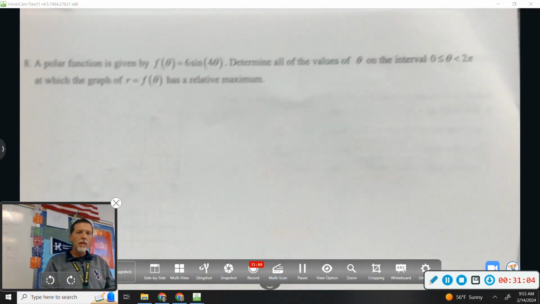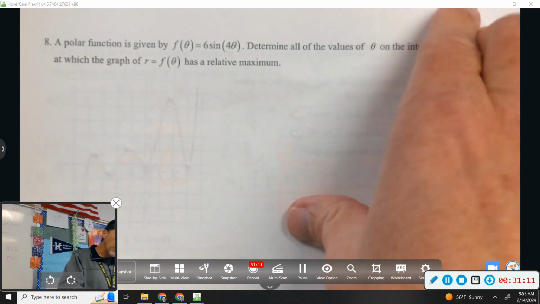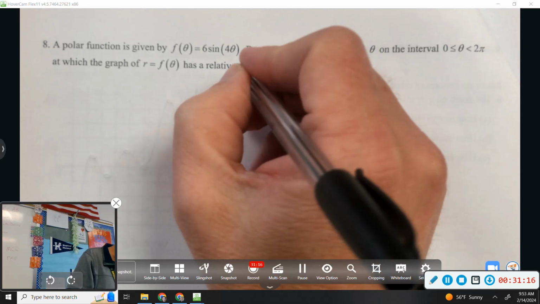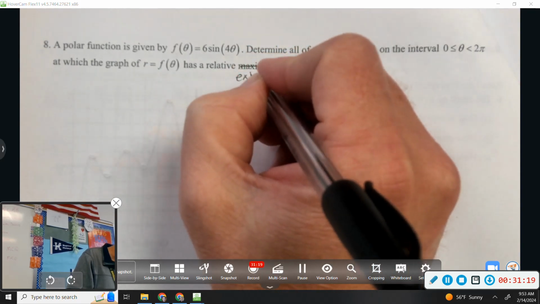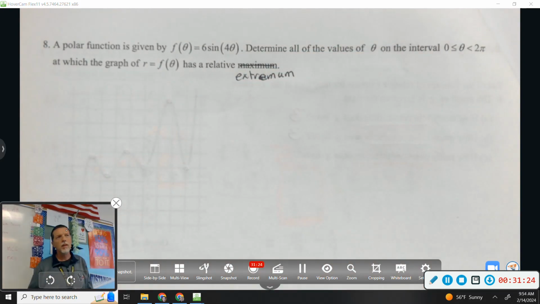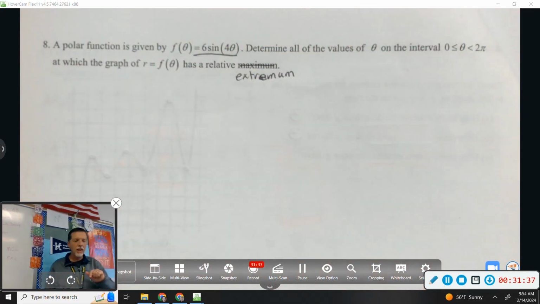Okay, number 8. A polar function is given by this thing. Determine all the values of theta at which the graph has a relative, whoops, we don't want to go maximum, we'll just say extremum. Because if it says maximum, then we have to differentiate between the positives and the negatives, and we don't want to mess with that. I think what would be easiest is if we just did a graph of this. That would at least tell us how many, right? We could just count, and we would at least know how many we were working with.